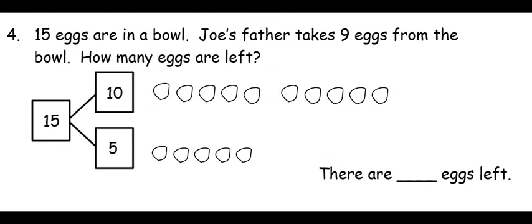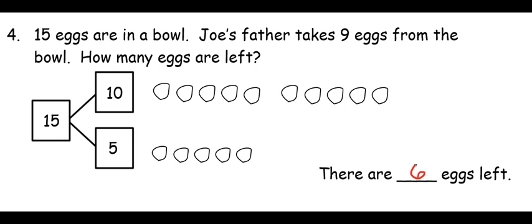The next question says 15 eggs are in a bowl. Joe's father takes 9 eggs from the bowl. How many eggs are left? So I have my 15 in my number bond broken into 10 and 5. I have the 10 eggs and the 5 eggs. Now let's do some predicting here before we cross off our 9. We said when we take away 9, we're going to end up with 1 more than what's on my bottom row. Since I have 5 on the bottom row, 1 more would be 6. So we'll predict that there are 6 eggs left.